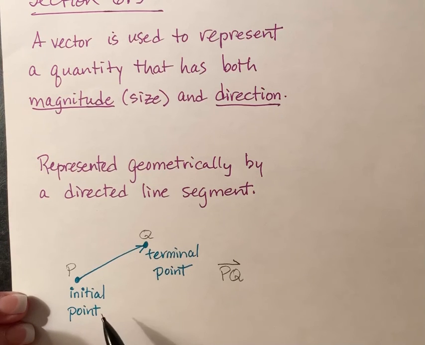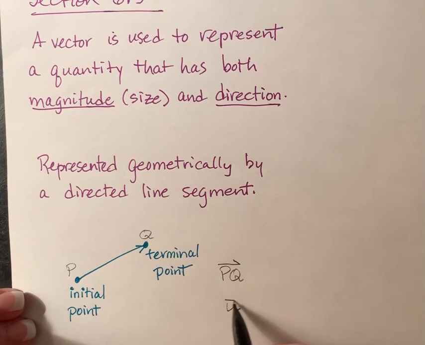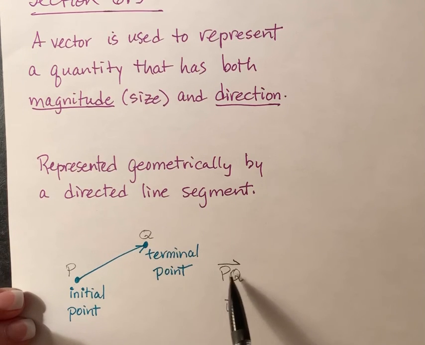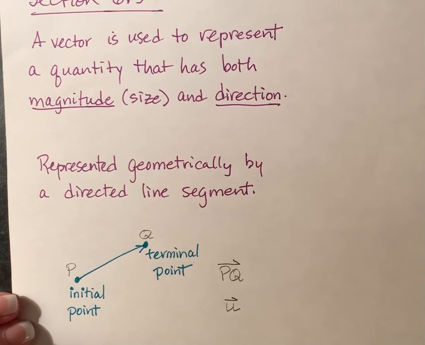Many times a vector will be named with a lowercase letter. U is a common letter, and again, you have to put the little half arrow above it. In a textbook, many times a vector will be represented by putting something in bold print. But when you're writing it by hand, you have to put the little arrow on it to show you're talking about a vector.